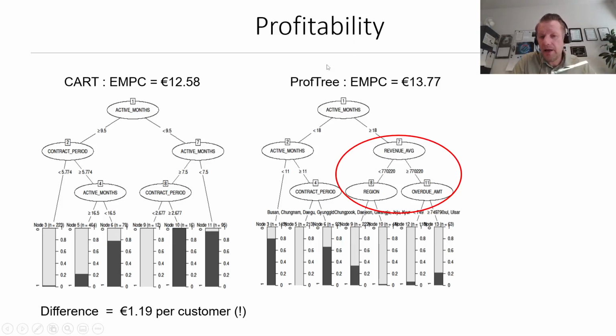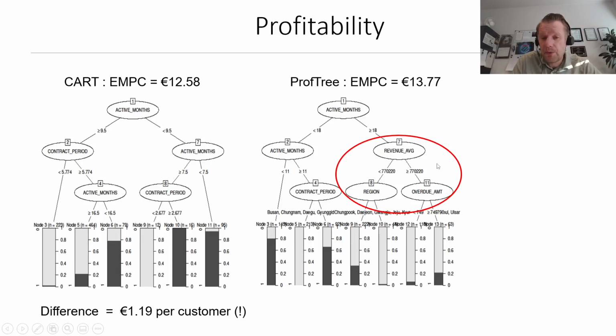Then we contrast this with a ProfTree, with a tree that comes out of our ProfTree algorithm. And you can see that using the same data set, this ProfTree is actually giving us a 1.90 euro difference in profit, higher profit in other words. So imagine that you have hundreds of thousands of customers. Obviously, this will result in a substantial profit gain.